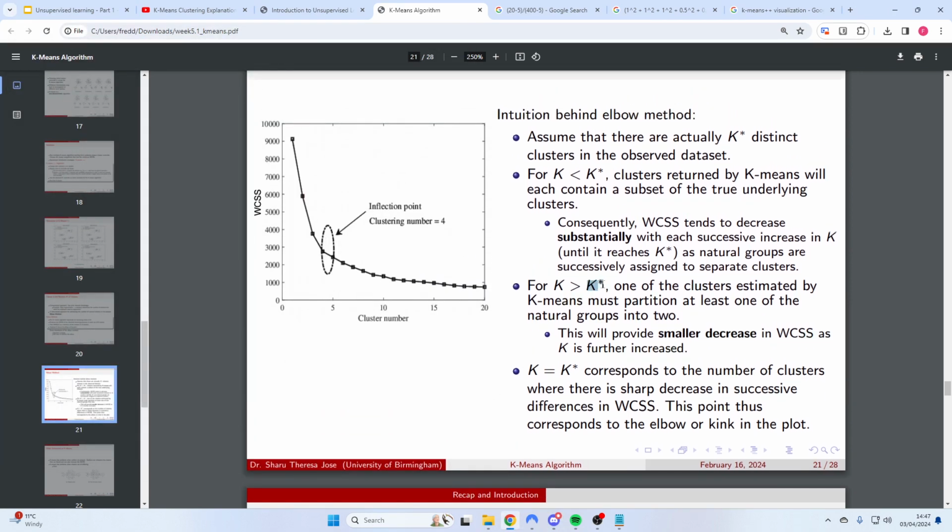Once we go past k star, the correct number of clusters, at least one of the natural groups is going to be partitioned into 2. This provides a smaller decrease in our WCSS, our sum of inertias, as k is further increased. So k equals k star corresponds to the number of clusters where there is a sharp drop in the successive differences in WCSS. Once we notice it's not substantially decreasing anymore, that's how many clusters we want to pick.